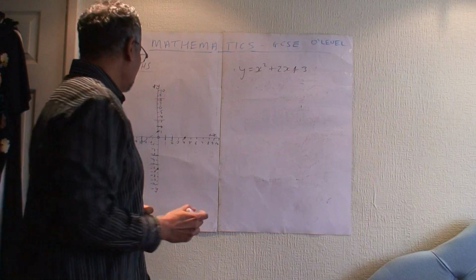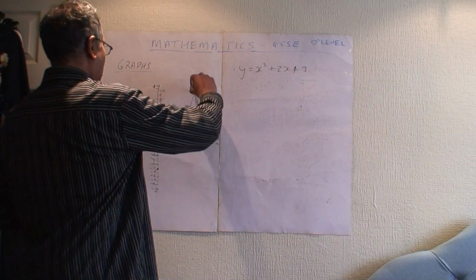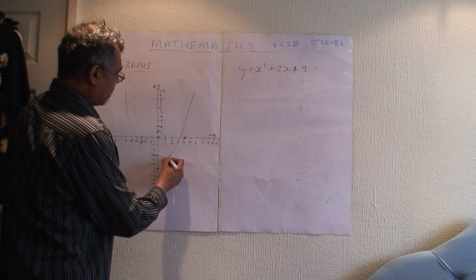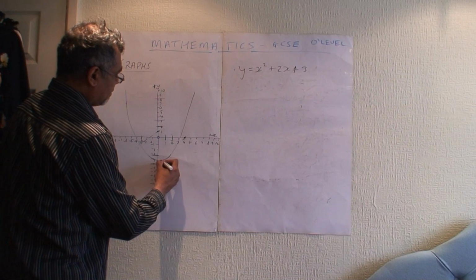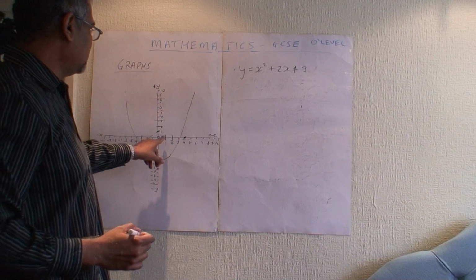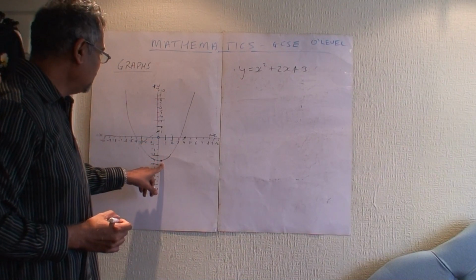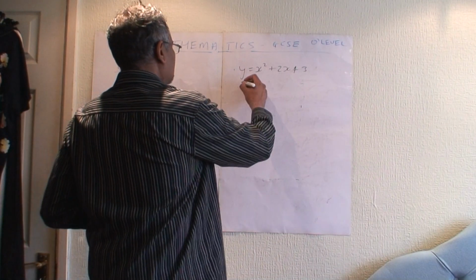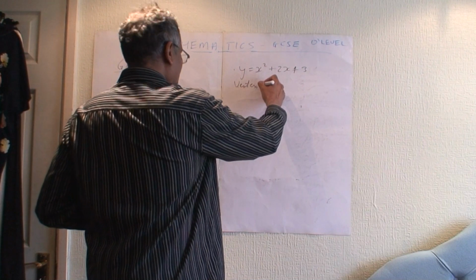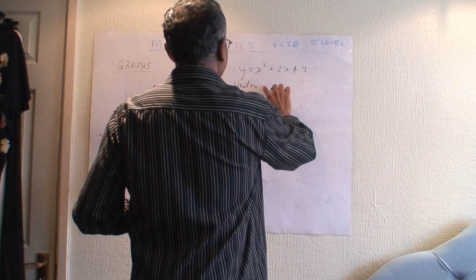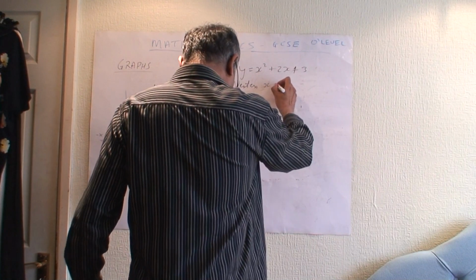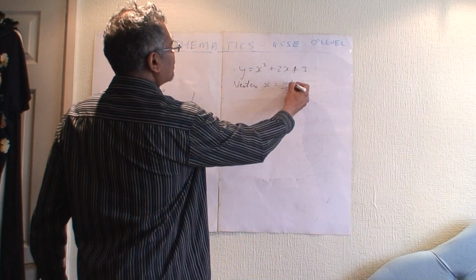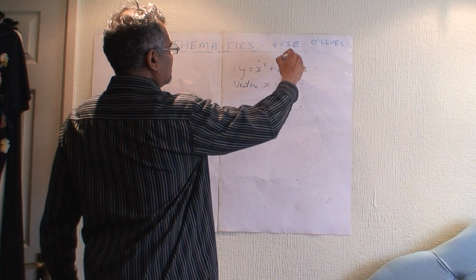If you're having a graph, and it may be shaped like this, the vertex is this value here, just at the bottom here. What is that x value? To find the vertex, V-E-R-T-E-X, the formula is x is equal to minus b divided by 2a. So this is the a, and that's the b value.